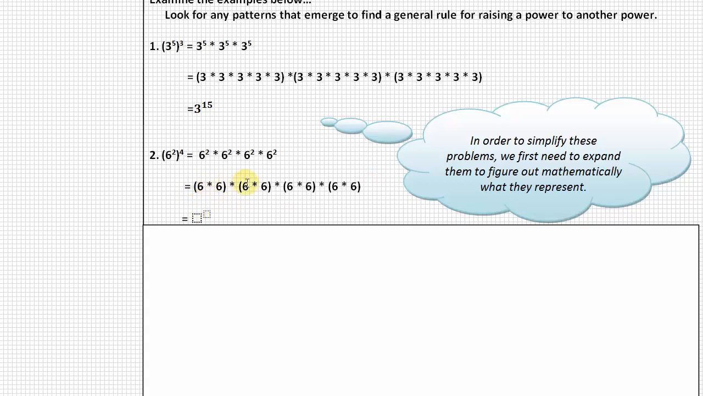So what is this going to simplify to in one value written in exponential form? Since 6 is being repeatedly multiplied, 6 is going to be our base, and it's being multiplied by itself 2, 4, 6, 8 times. So our exponent is 8. So 6 to the second power raised to the fourth power becomes 6 to the 8th power.